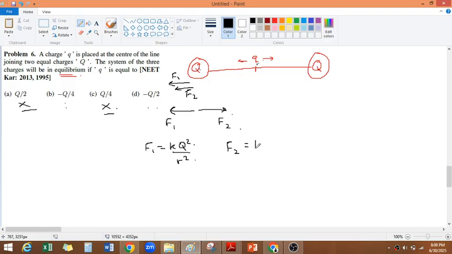F2 is equal to K between this and this attraction. Okay, this and this. Above Q into Q. But actually, since I already taken it as attraction, then I should put a minus here. Actually, yeah, you already taken the direction. Okay, Q by R square. R squared or R by 2? What should I take?